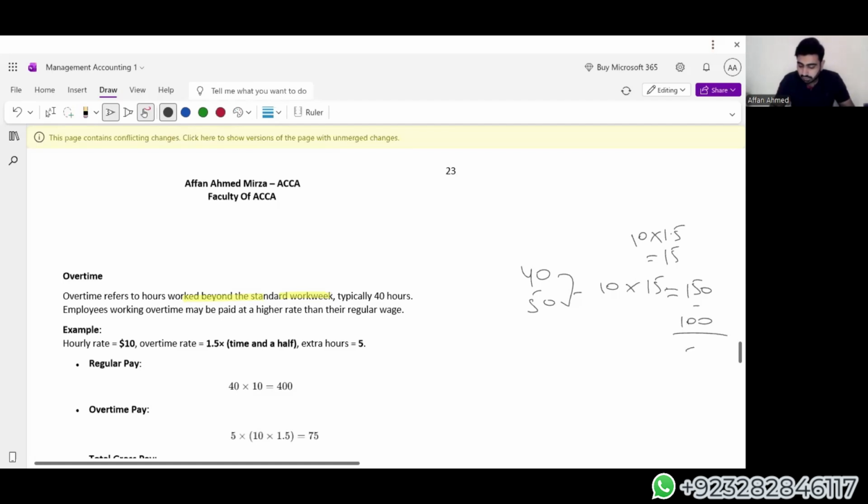So the 50 extra is the overtime bonus that I'm getting. Okay, now hourly rate is equal to 10. Overtime is 1.5x, or time and a half, of the basic payment, and extra hours worked are 5.